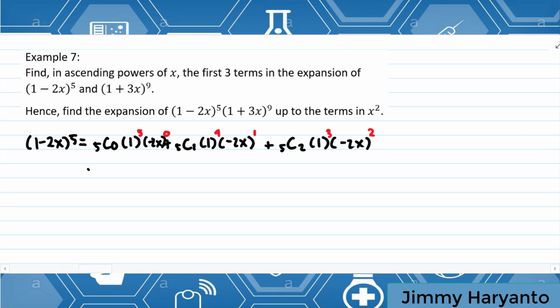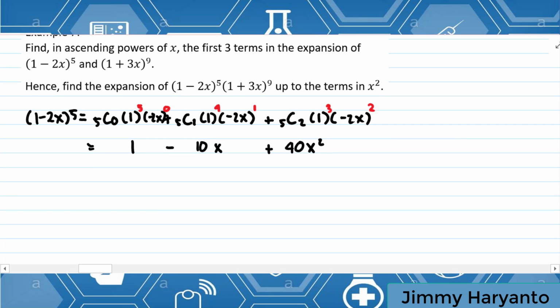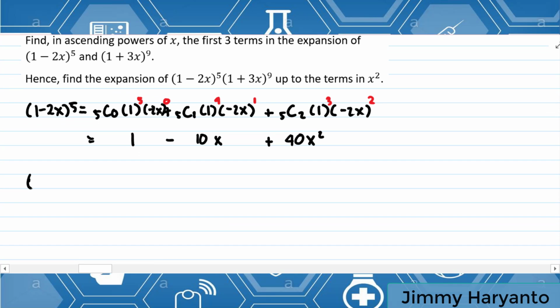Okay, next is 1 minus 5 times negative 2, negative 10x, and then this one is 40x squared. Okay, this one is the first three terms of (1 minus 2x) to the power of 5. The second one is (1 plus 3x) to the power of 9.